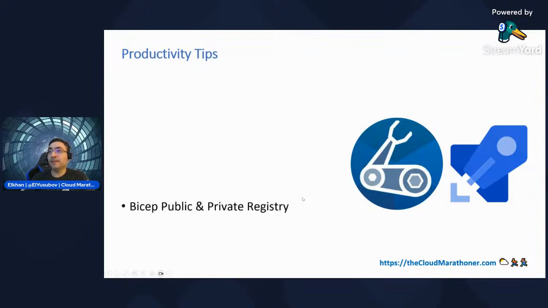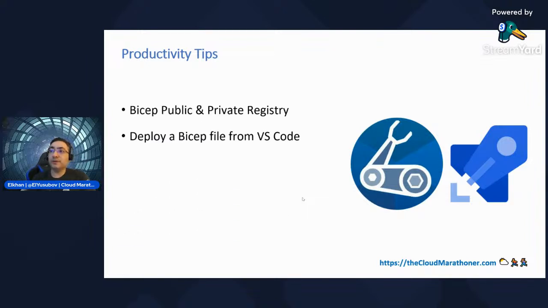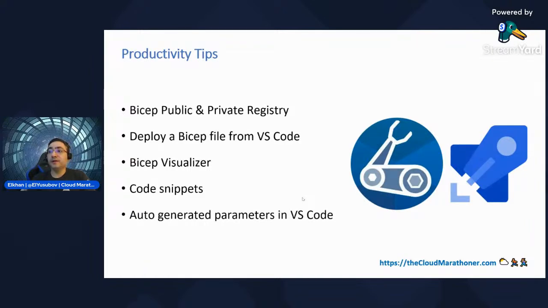Now, we went through some productivity tips. We looked into the private registry. We looked into Bicep Visualizer. That was part of the demo. We looked into some code snippets that I have in the repository. And there are some auto-generated parameters in Visual Studio Code that you can use.